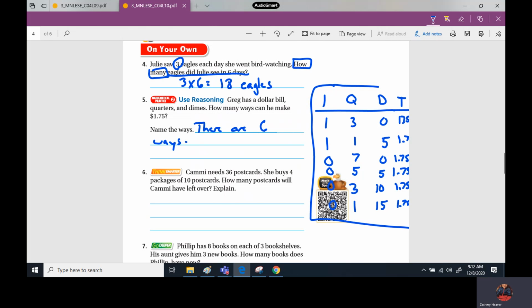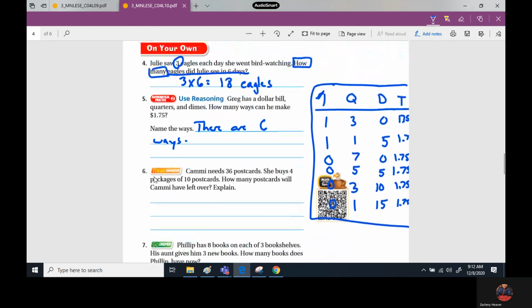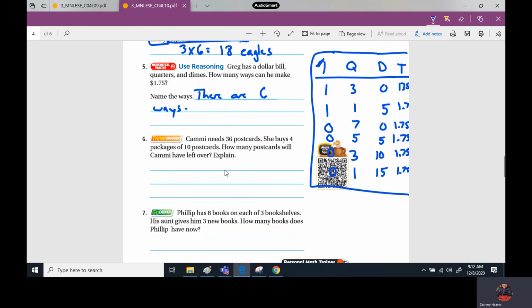That's a tough one. That is insanely tough. So I don't expect you to know that. But it's good to get an understanding because we're still learning some of our money. So get that chart copied down. There's 6 ways. If you draw that chart, it shows me. That's $1. That's Q for quarter, D for dime, T for total.